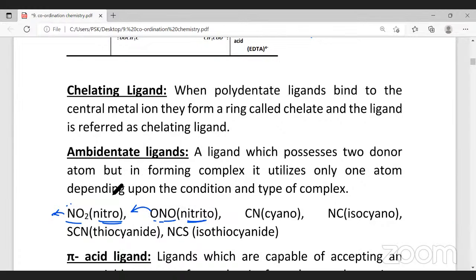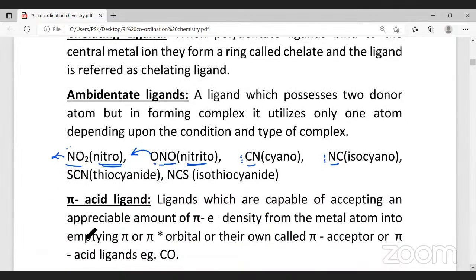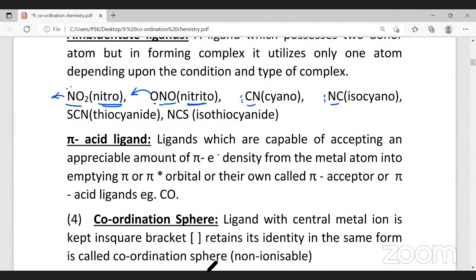So an ambidentate ligand is a ligand which has more than one type of donor atom. Here the carbon atom is a donor atom, here nitrogen, CN and NC. The molecular formula remains the same, but here carbon is behaving like a donor atom, and here nitrogen is behaving like a donor atom. Regarding pi acid ligands, we will learn in the last part of the topic.